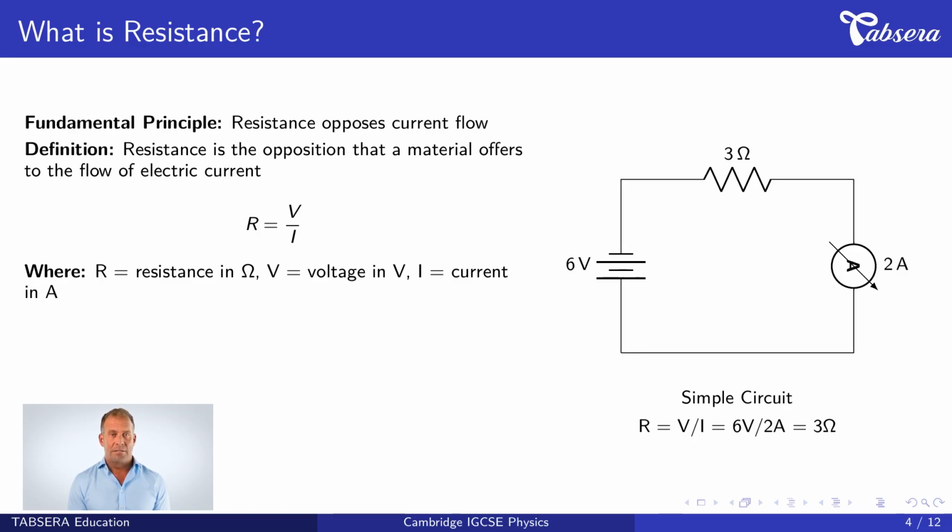Mathematically, we express this as R equals V divided by I, where R represents resistance measured in ohms, V represents voltage measured in volts, and I represents current measured in amperes. The circuit diagram illustrates a simple example with a 6-volt battery, 3 ohm resistor, and 2 ampere current. Notice how R equals V divided by I gives us 6 divided by 2 equals 3 ohms.